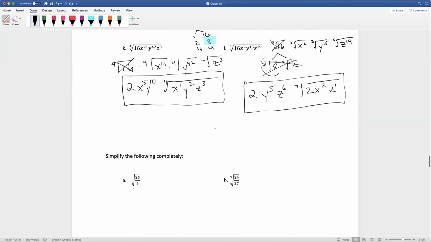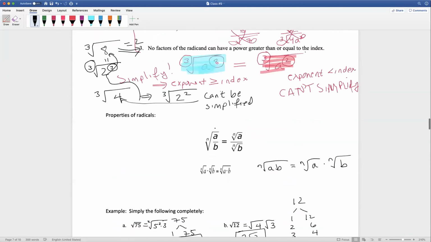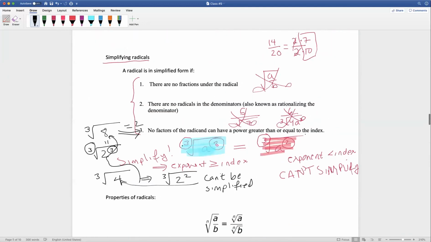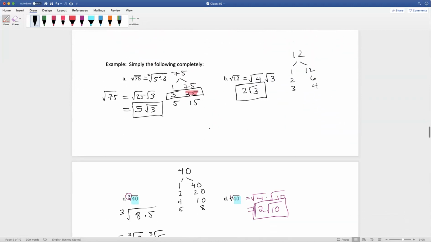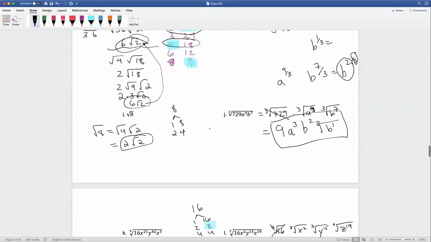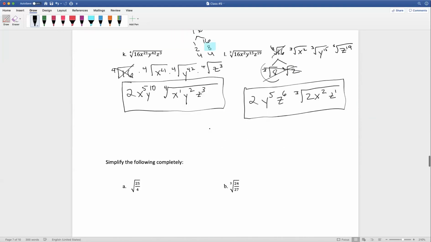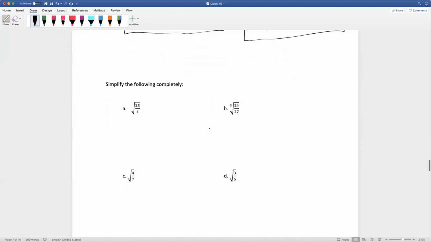So we talked a lot about that property over here in terms of what it means if we have factors of the radicand that have exponents that are greater than or equal to the index. And we talked about how to simplify it. But we still need to talk about these first 2. So that is, if you see a fraction under a radical, or if you see a radical in the denominator, they're not simplified completely. So there's some little algebraic tricks that we have to pull out of our bag of tricks, to be able to simplify them completely.